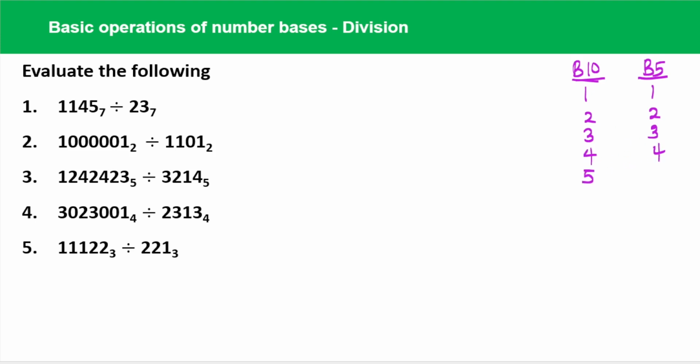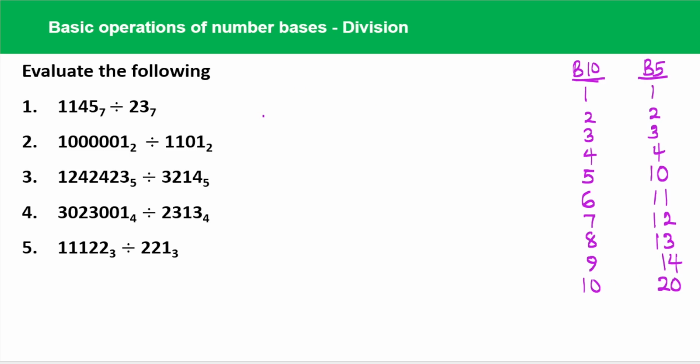But 5 in base 10 is going to be 10 in base 5. That is 5 divided by 5, that will be 1 remainder 0. 6 in base 10 is going to be 11 in base 5. That is 5 in 6, that's 1 remainder 1. 7 in base 10, that will be 12. 8 in base 10, that will be 13. Then 9 base 10 in base 5, that will be 14. Then 10 base 10 in base 5, that will be 20.